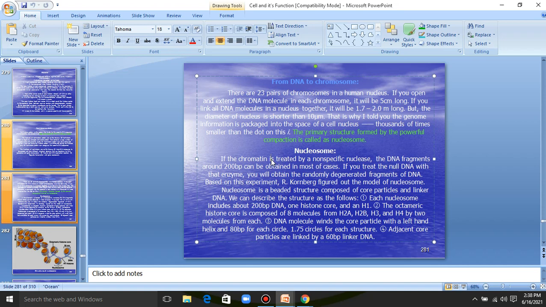If you go to the details of this, each nucleosome includes around 200 base pairs of DNA. That means when you treat the chromatin, it was broken into 200 base pair DNA. So each nucleosome includes about 200 base pairs of DNA. And what does this contain? As I have told you, there's one bead. That bead is nothing but the histone core. And then an H1 protein.